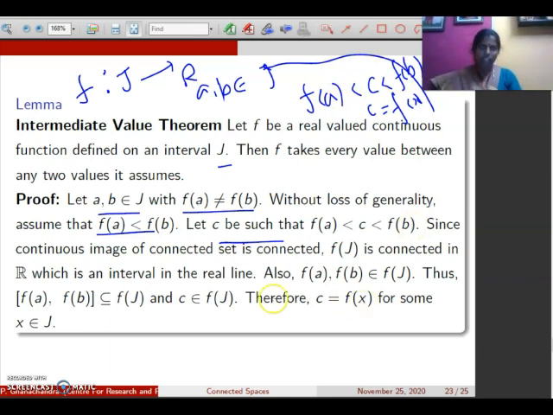That's all. So, we use the theorem: a continuous image of a connected set is connected. Since J is an interval, it is connected.